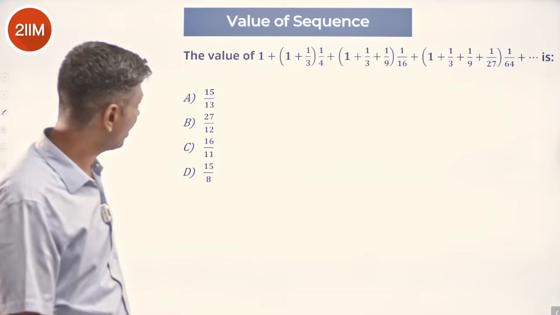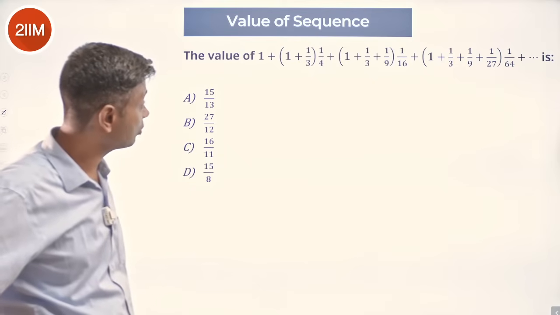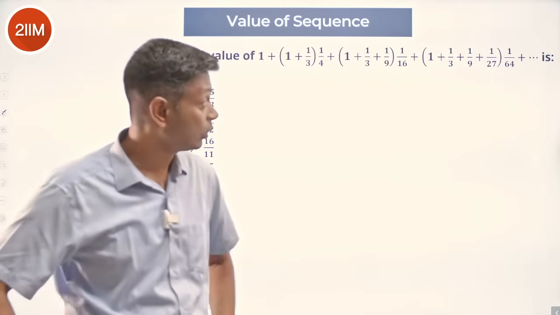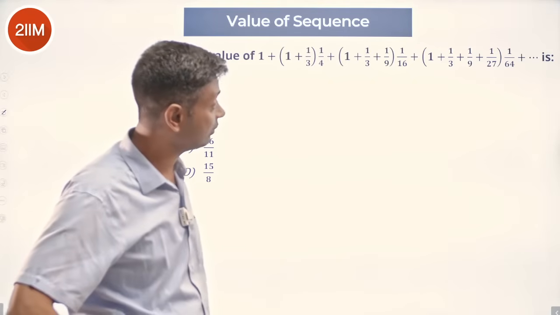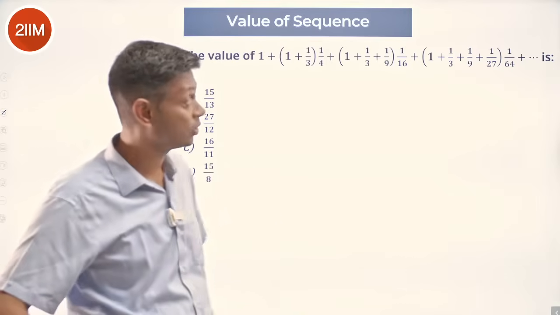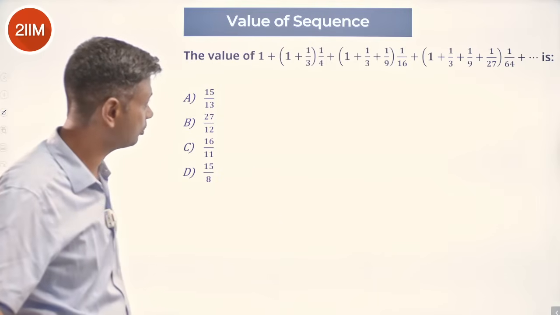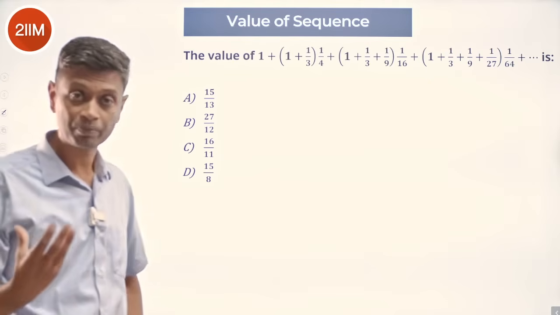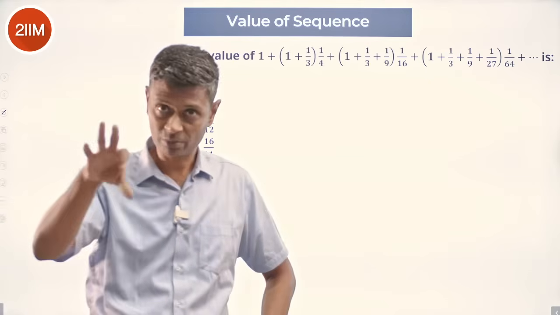The value of (1 + 1/3)(1/4) + (1 + 1/3 + 1/9)(1/16) + (1 + 1/3 + 1/9 + 1/27)(1/64) and so on is a tough one and a proper pain in the neck. We need to figure out a way. There's a GP inside which another progression is being tagged on.